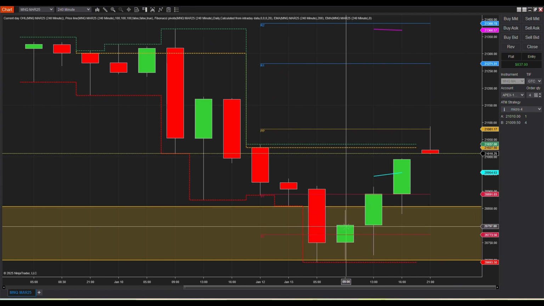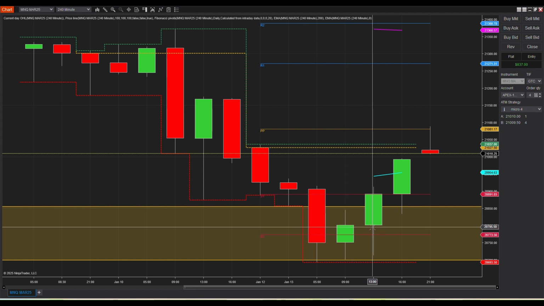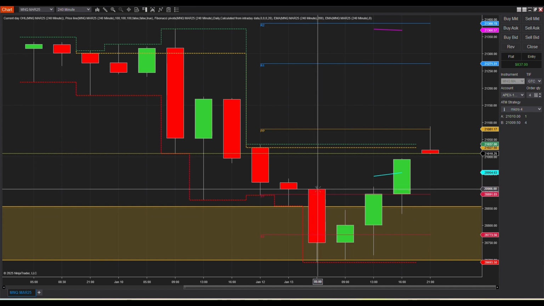Look at this 4-hour candle. This candle here closes at 9 o'clock. This is the 9 o'clock candle. Now, when I saw that this candle closed green, I knew I was bullish, because I wanted to take this level out. This is what I was looking at.